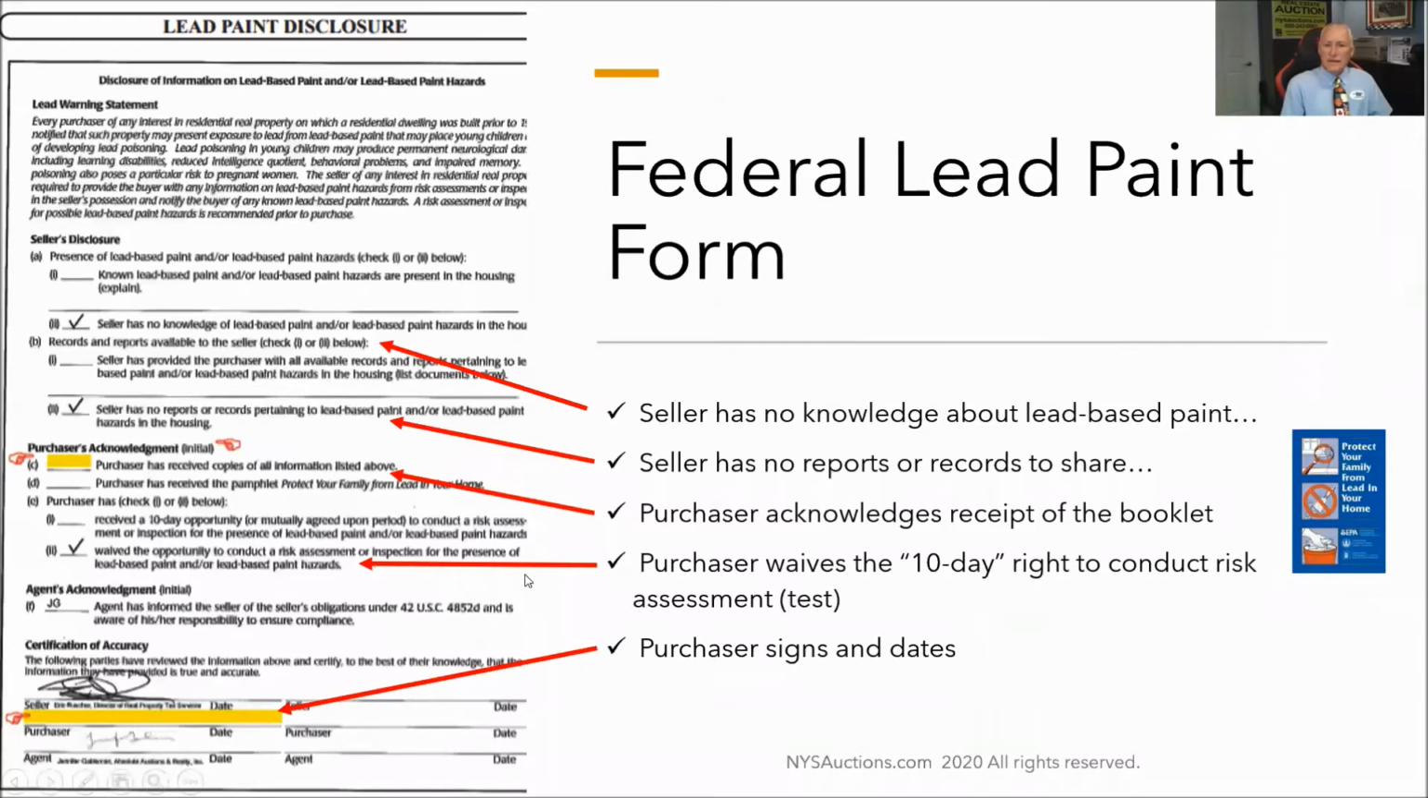Next, there's a 10-day waiver of right to conduct your own assessment for lead paint, meaning you're not going to have an opportunity to test for lead paint at these auctions. These auctions are all as is, where is, and this is the disclosure that all of our municipal sellers are making. Down on the bottom, you're going to sign and date this form and acknowledge that you've received the booklet.